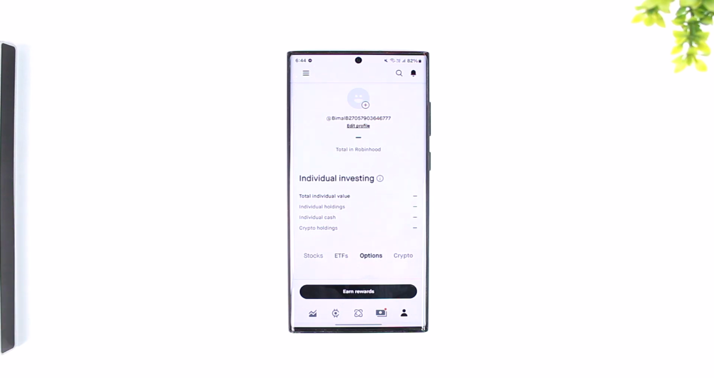Remember basically that when selling a put, you are obligated to buy the underlying stock at the strike price if the option is exercised. So you must have enough cash in your account to cover this potential purchase. And this way you should be able to sell puts on Robinhood.